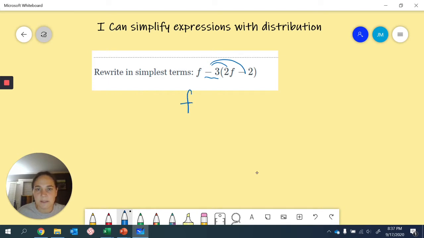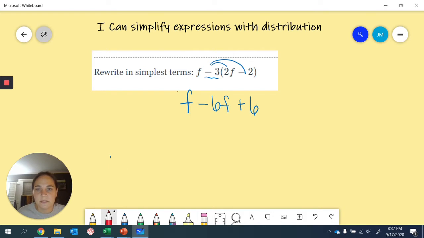Then we're going to take negative 3 times 2f, and we get negative 6f. And then a negative 3 times a negative 2 is positive 6. Okay, so that's great. That's our first step. But now we have to combine all of our like terms.